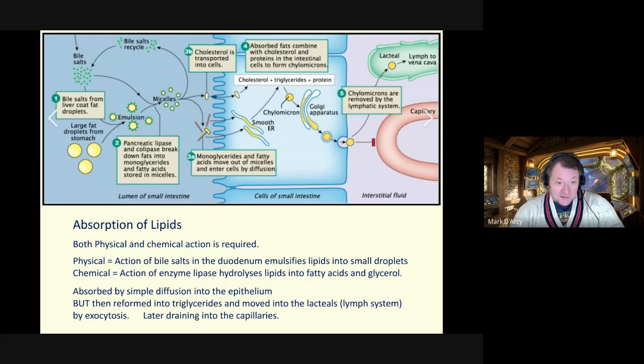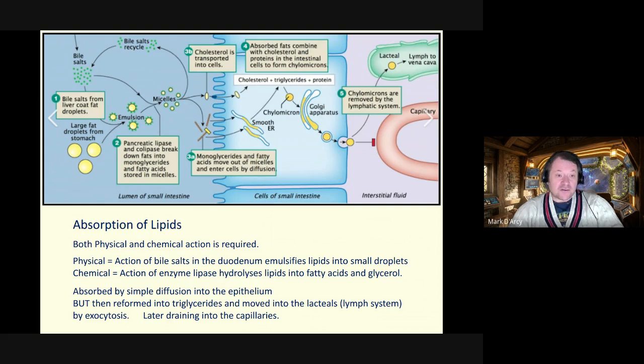When it comes to fats, both physical and chemical action are required. Physical is the action of bile salts, produced in the liver and released from the gallbladder. They're released into the duodenum and they emulsify lipids into small droplets. Chemical action is by enzymes such as lipases, which hydrolyze lipids into fatty acids and glycerol. They're absorbed by simple diffusion into the epithelium, but then reformed into triglycerides and moved into the lacteals in the villi of the ileum, and then enter the lymphatic system, later draining into capillaries.